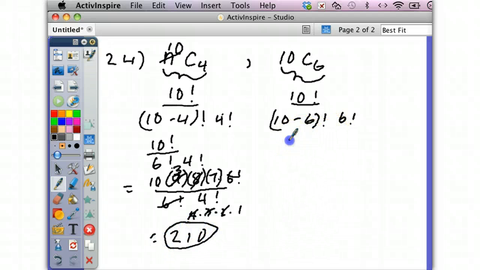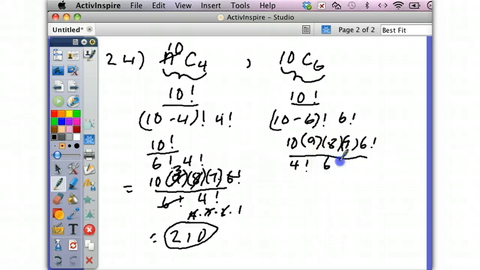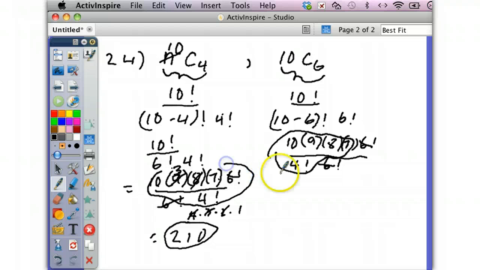And over here, I'm going to do 10 times 9 times 8 times 7 times 6 factorial. And down here, 10 take away 6 is 4 factorial, and then times 6 factorial. This will knock this out. We're left with exactly the same thing as we had right here. See it? I only got 210 twice.